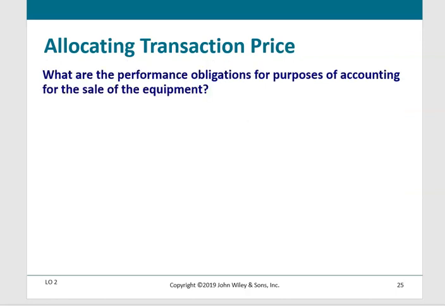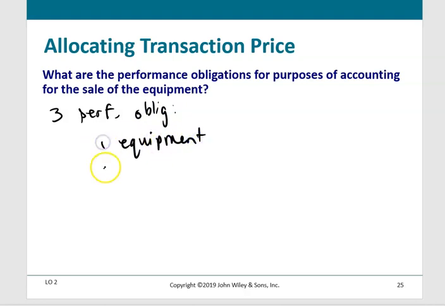Let's start off with what are the performance obligations for purposes of accounting for the sale and the equipment. So the company's primary objective is selling the equipment. The other services, the installation and the training, can be performed by other parties. So as a result, we have 3 performance obligations. The equipment is the primary, the installation, and the training. Each of these items has a standalone selling price and is not interdependent in the contract.